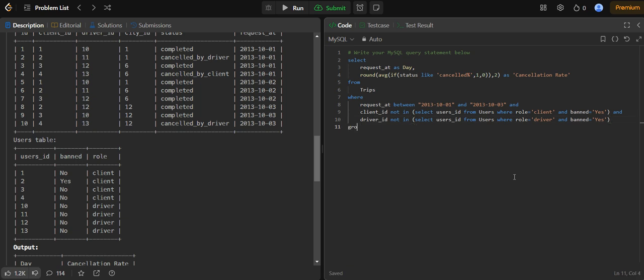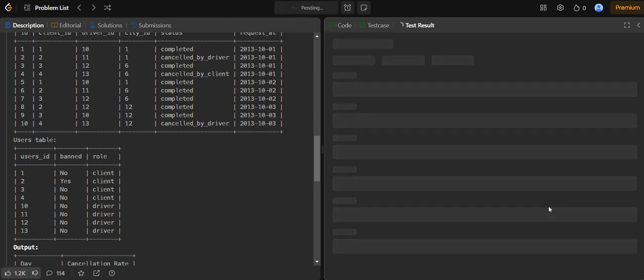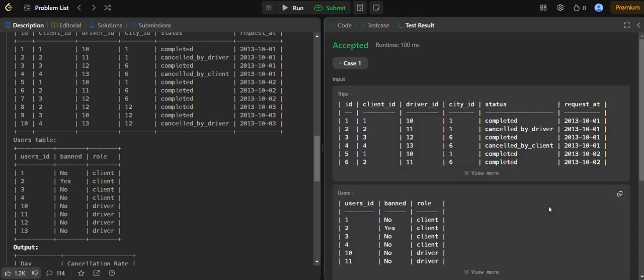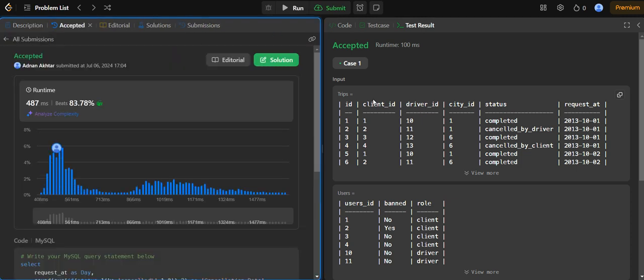Now I'm going to just write a group by because I'm doing the aggregation here. Group by 1. Okay, so now my query is complete. And if I run this, it will get submitted if there is no error. Now, if I submit, I hope it gives me above 90%.